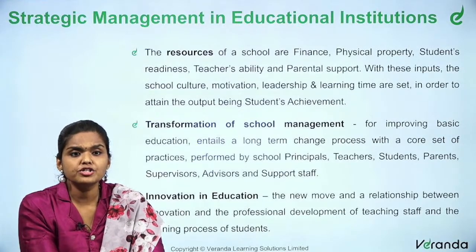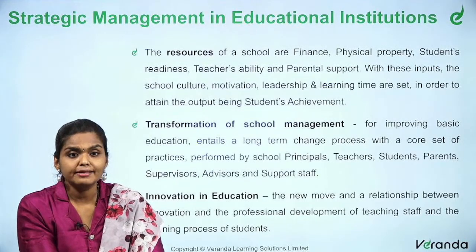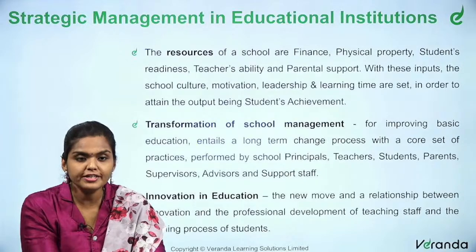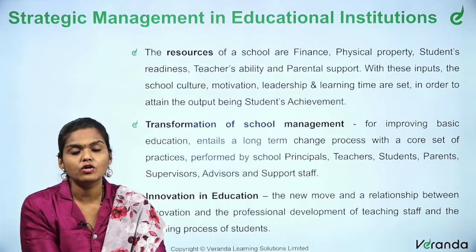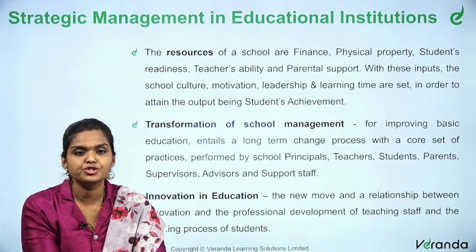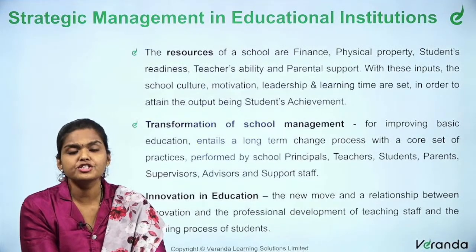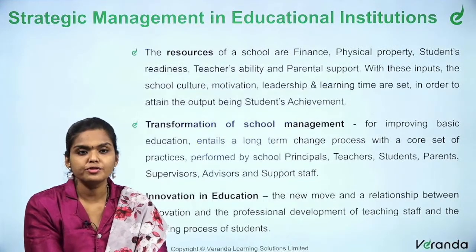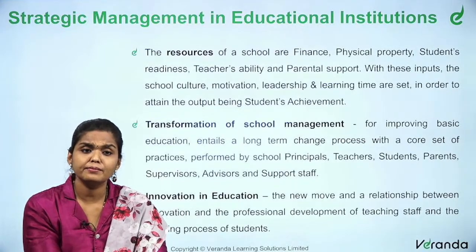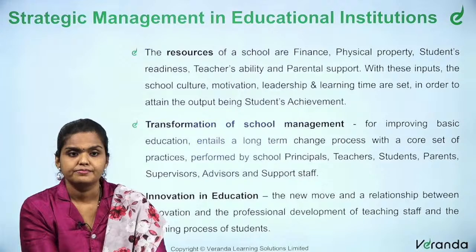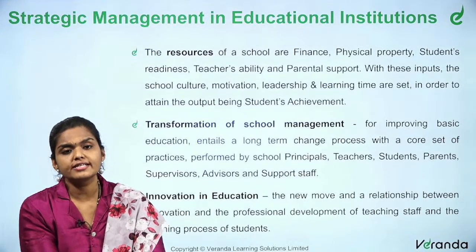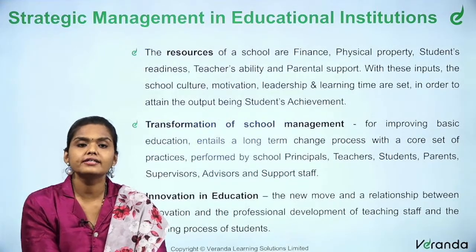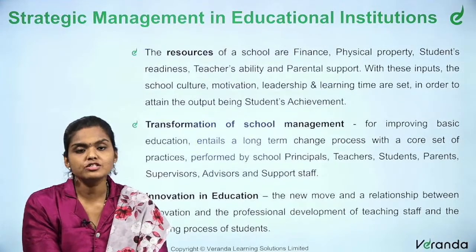Therefore the culture, the motivation, the leadership, and the learning time are all required in order to attain the output, being what? Not profit, not growth, but the achievement of the students who have studied in such an institution. Their ultimate vision is students' achievement mainly. So their ultimate motive is not profit making or being the number one school. That may be there, but their major motive is students' achievement. So by knowing the various resources an educational institute has, we need to see what strategic management is required in order to achieve this objective, being students' achievement.